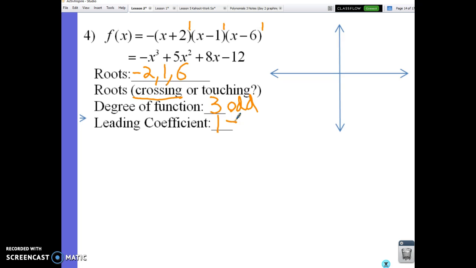So if we plot our points, I'll plot the -2, the 1, and the 6. So it's going to start up, cross, cross, cross, going down at the end, up at the beginning. So that's number 4. I'm going to give you about 10 seconds to copy down anything you need to for that one.